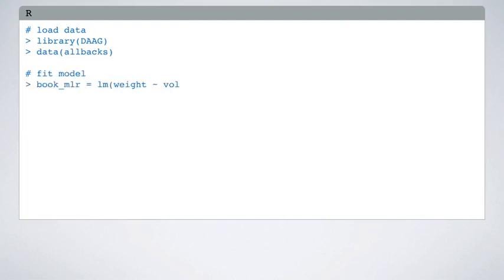We're going to use the same lm, linear model function, that we used for simple linear regression to fit multiple linear regression models, and we once again use the same structure of the formula. On the left-hand side, we have weight, the response variable, and on the right-hand side, we have our explanatory variables, or in other words, our predictors, separated by plus signs. So we're predicting weight from volume and cover.